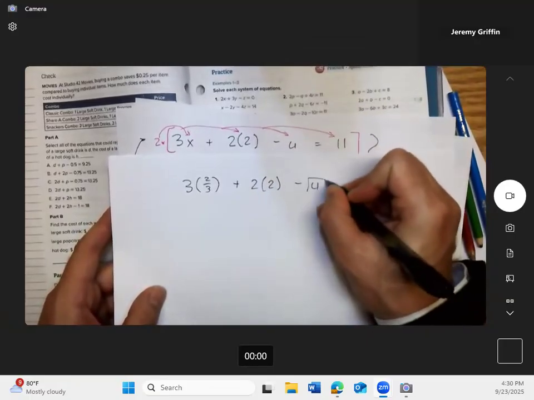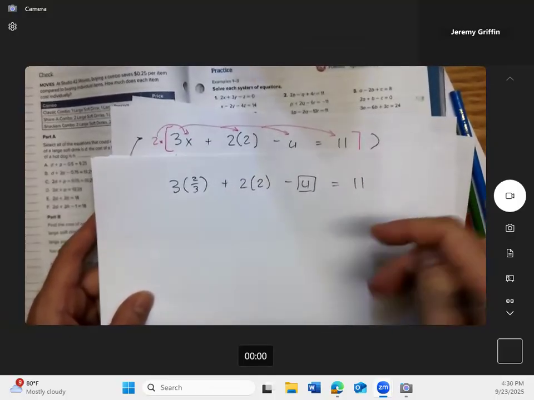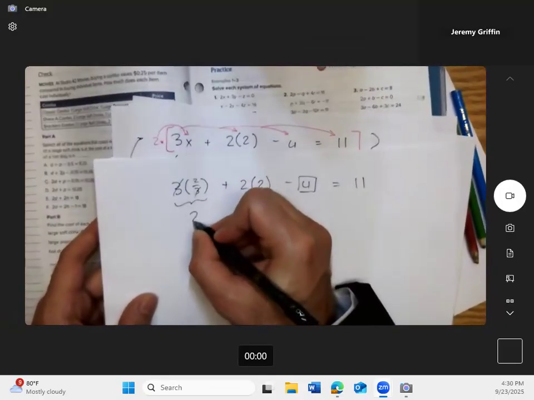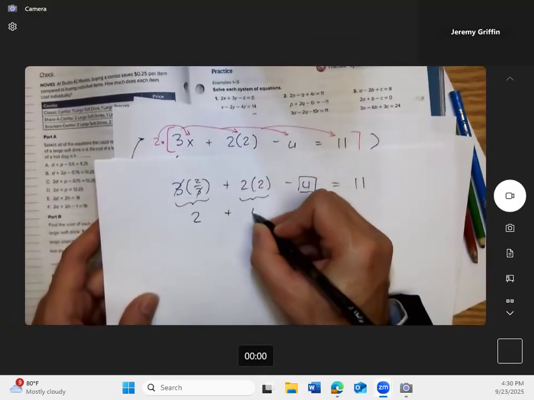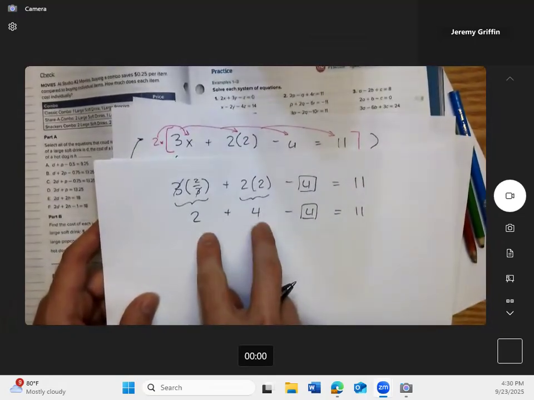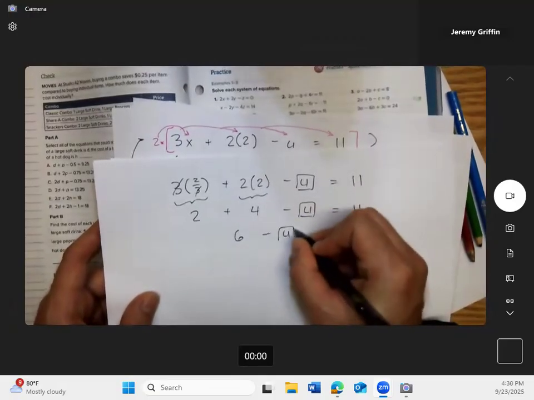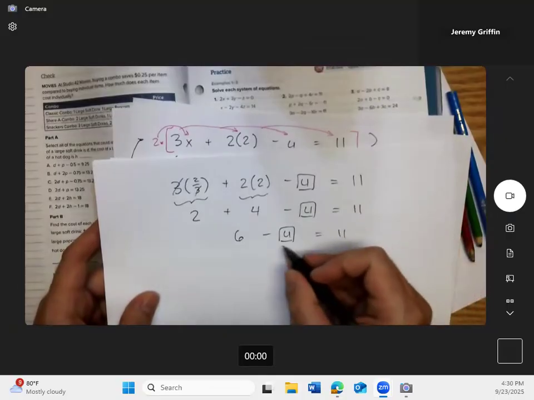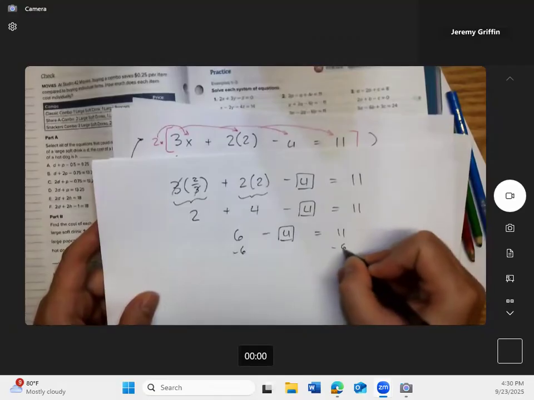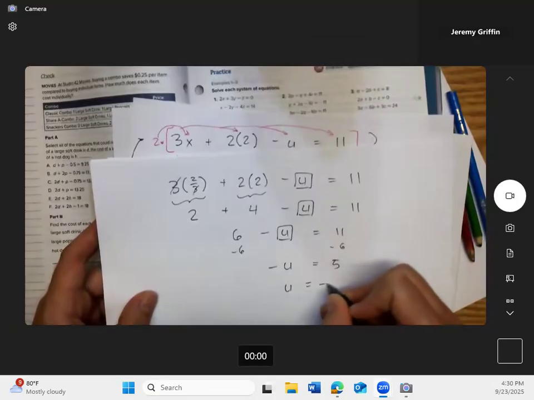I want to solve for this u. What is this u? Well, this has to add up to 11. So now we're down to one equation with one unknown. So 3 times 2/3, this whole bit right here is 2. This whole thing is 4 minus u. We're solving for u. Comes out to 11. 2 plus 4 is 6. So 6 minus u equals 11. So here, minus 6, minus 6. Negative u equals 5, so u equals -5.